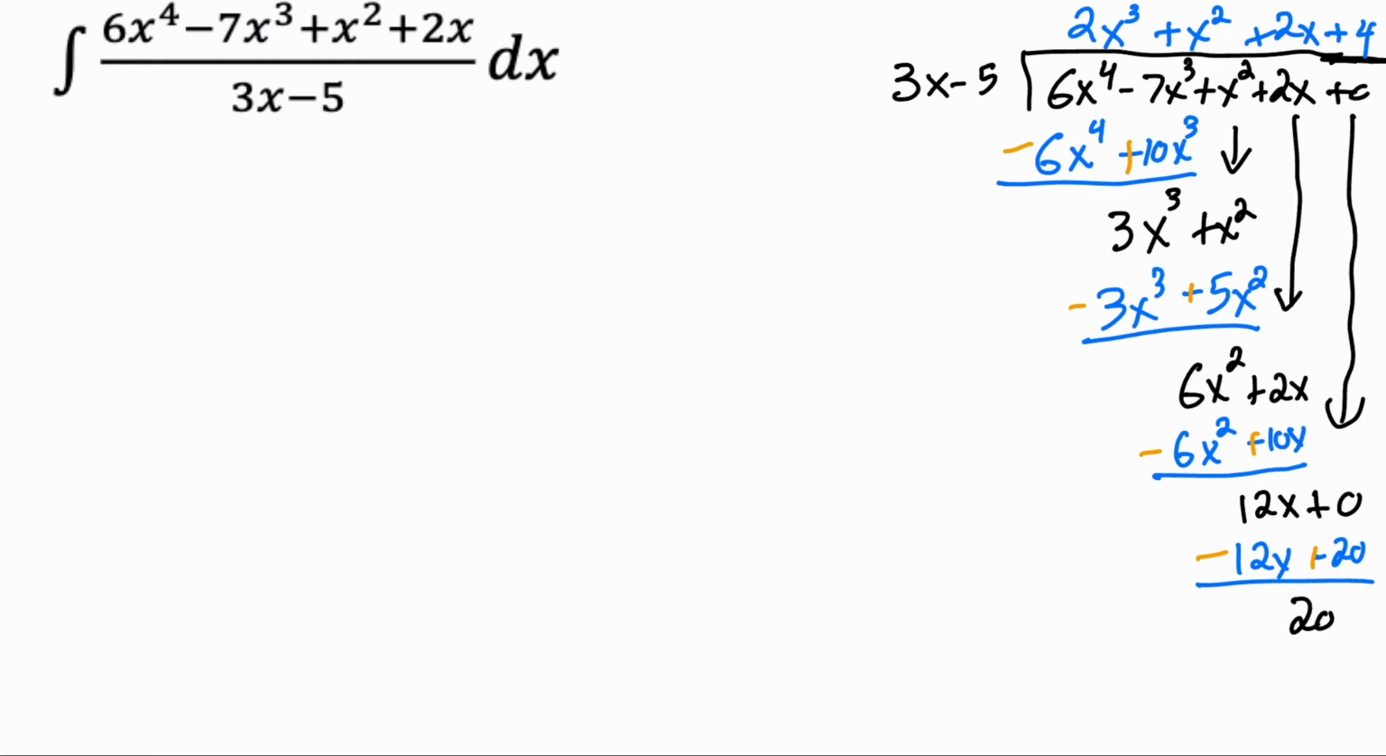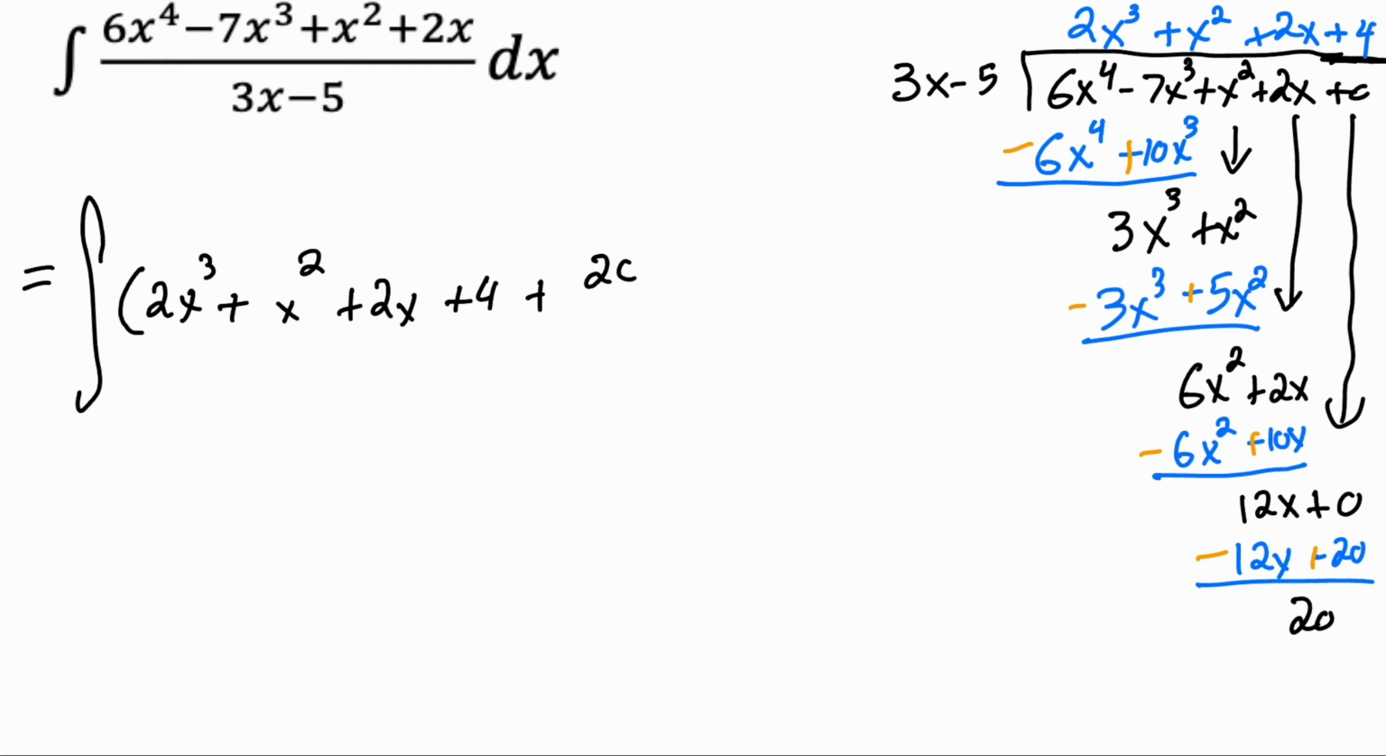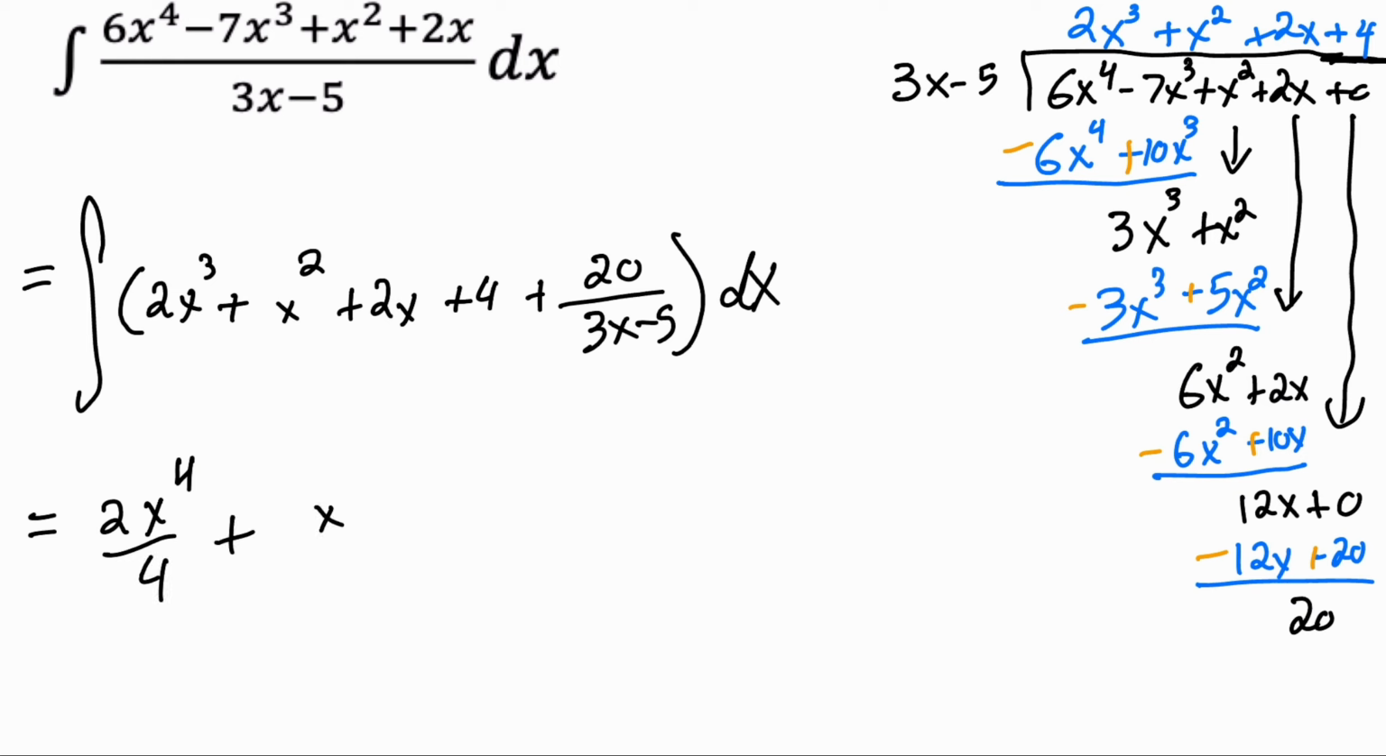Now, what that does for us is it tells us that this integral that we started with can really be rewritten as the integral of 2x cubed plus x squared plus 2x plus 4 plus 20 over 3x minus 5 dx. Now, as we integrate this, again, it's much simpler to integrate each of these pieces. So the integral of 2x cubed is going to be 2x to the fourth over 4 plus x to the third over 3 plus 2x squared over 2 plus 4x.